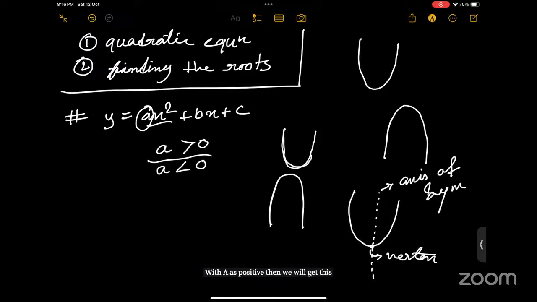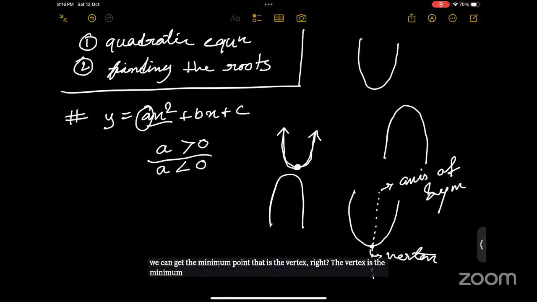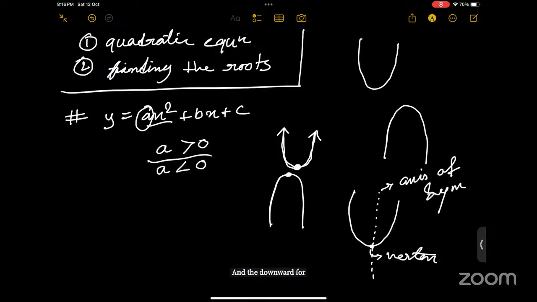If we have some quadratic equation with a as positive, then we will get this type of parabola, and these edges are infinitely moving, right? For this kind of parabola, we can get the minimum point, that is the vertex, right? The vertex is the minimum point of such a parabola. That means for an upward parabola, the vertex is the minimum. And for a downward parabola, the vertex is the maximum, because in the downward direction it tends to minus infinity, right? So this vertex is the maximum.